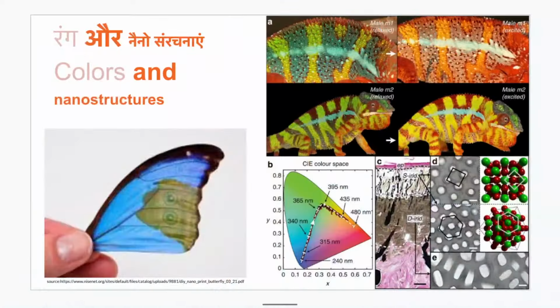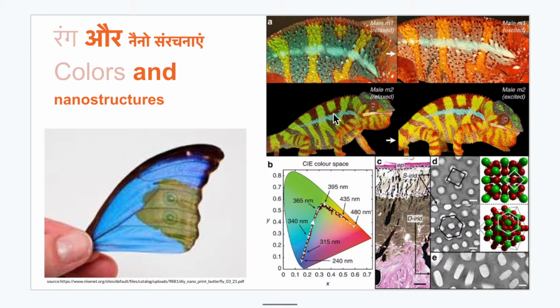So this is what they have done with a butterfly, a blue color butterfly, and then it turns green if you put alcohol in it. This is the same way by which a chameleon changes its color. I mean, that's the same principle that a chameleon uses to change its color.